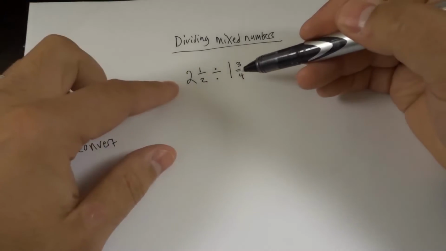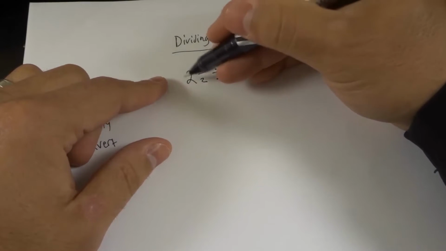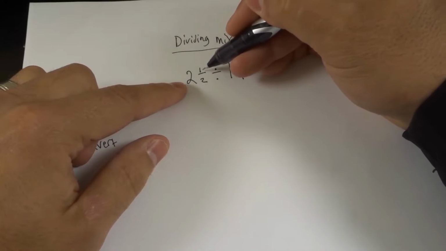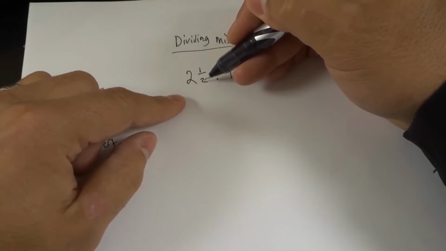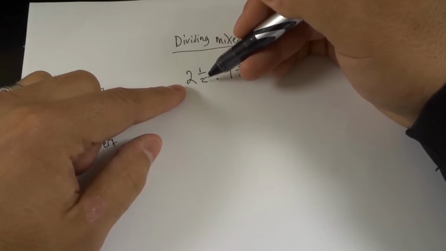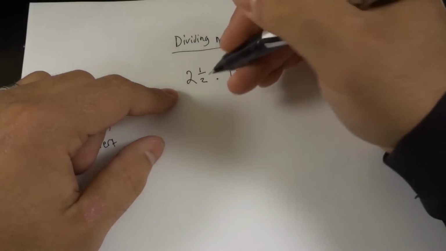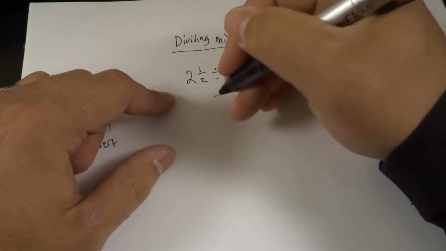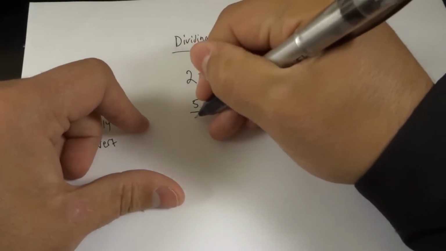Now, it's actually a really simple process. What you want to do is take the whole number, the big number, multiply it by the denominator, and then add the numerator. So the big number is 2. We're going to multiply it by 2. 2 times 2 is 4, plus 1, we're adding the top number, is 5. And then it's going to be over the same denominator, over 2.